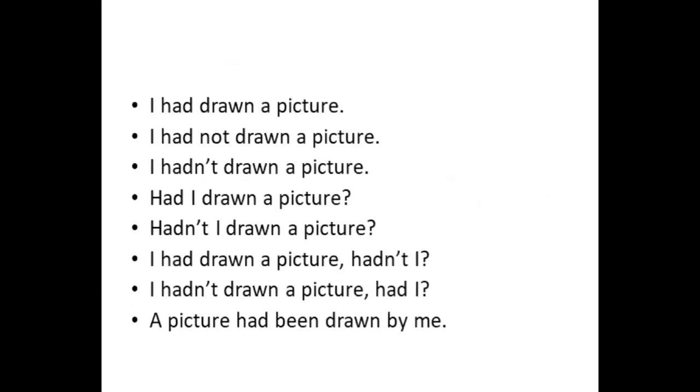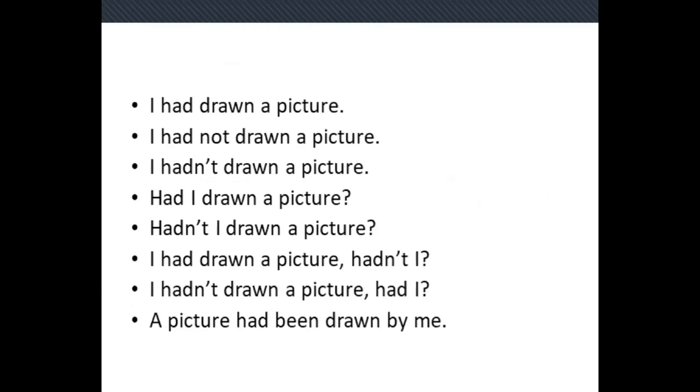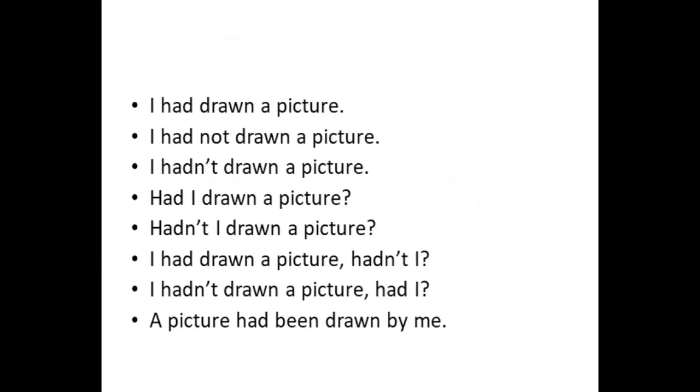Now let us see some examples. I had drawn a picture. Subject plus had plus V3. Draw, drew, drawn. Drawn is V3. So remember, always we need to use V3 after had, after have, after has. Okay, so here subject plus had plus V3. That is the reason this is past perfect tense.